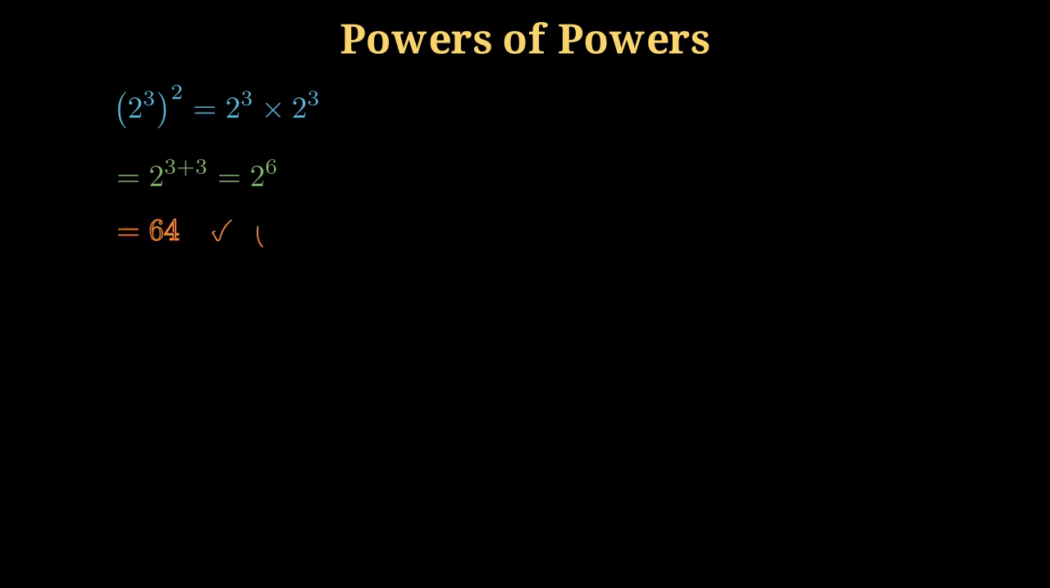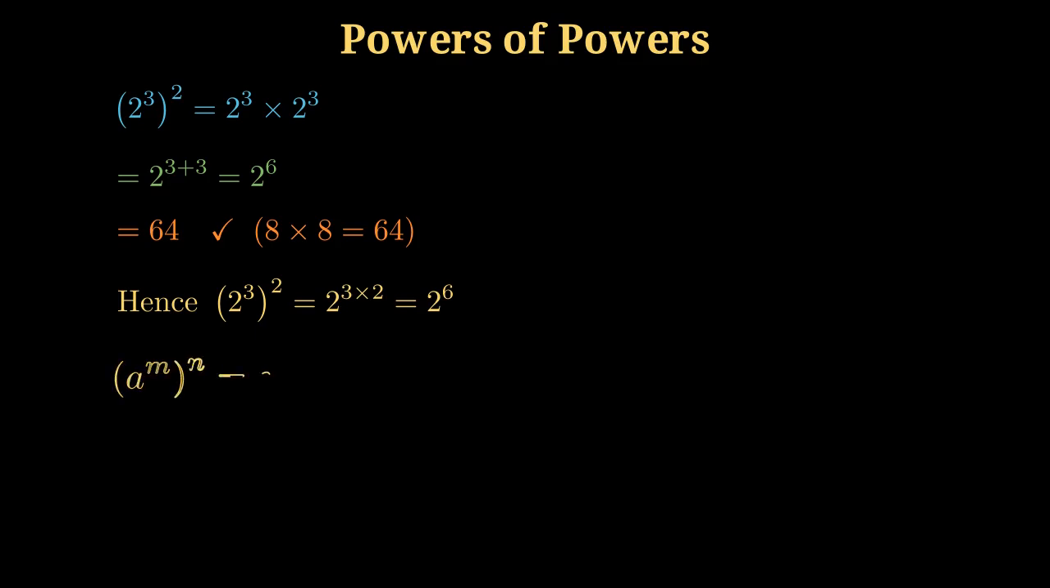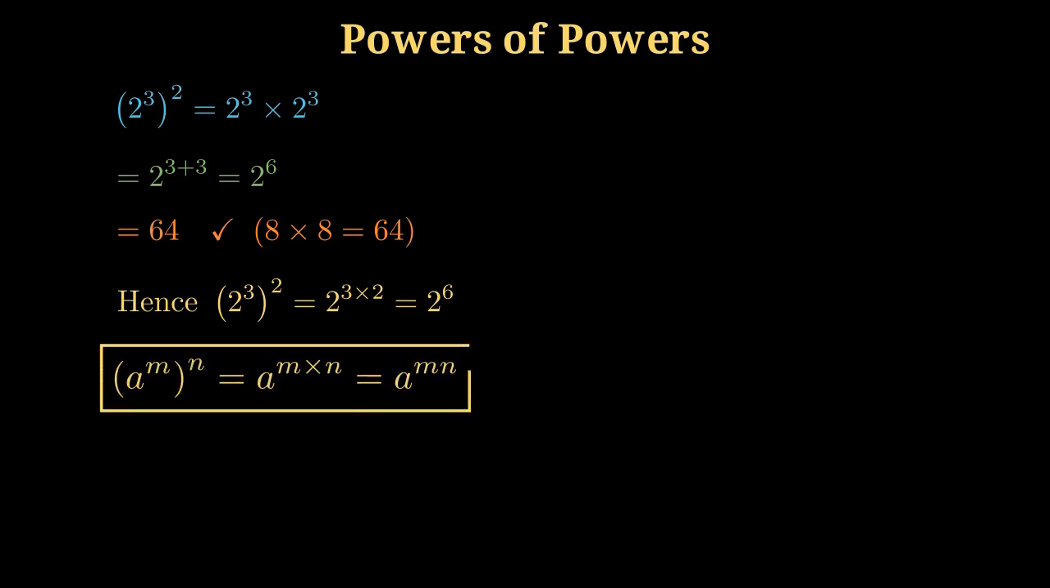Quick check that nothing went wrong. 2 cubed is 8, and 8 times 8 is 64, exactly 2 to the power 6. Look at what actually happened to the indices. We wrote the power out 2 times, and the indices ADD up to 3 times 2. Hence, 2 cubed, all squared, is 2 to the power 3 times 2. And that is the whole law. When a power is raised to another power, keep the base and multiply the indices. a to the m, all to the n, equals a to the m times n.